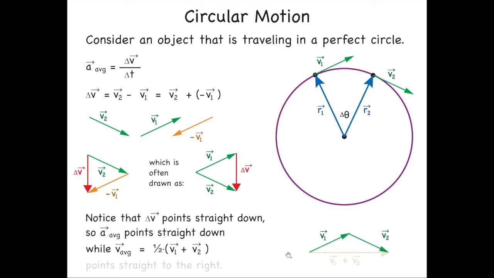On the other hand, the average velocity, and if you remember, when you take an average, you just sum everything up and divide by the number of things you summed up. So it's v1 plus v2 divided by the fact that we added two vectors.